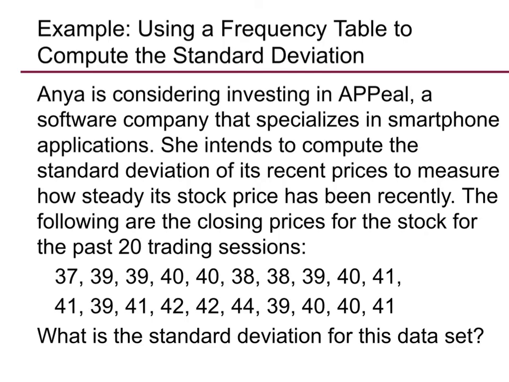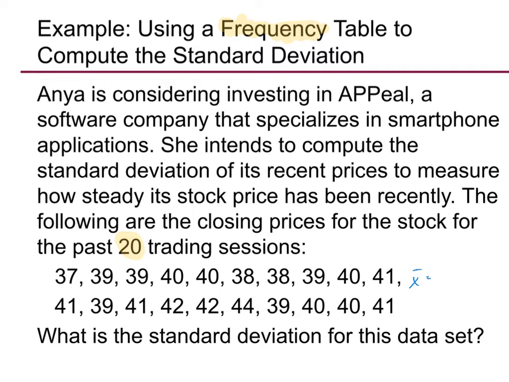In this next example, it gets a little bit more complicated when we have our data organized in a frequency table. You can pause and read through the setup for this example, but we're given 20 trading sessions for this software company and how their stock price is fluctuating. The goal ultimately is to find the standard deviation. When we take this data and write it down, we're going to organize it in a frequency table. Before we get to the table, though, let's just quickly compute the mean, x bar.